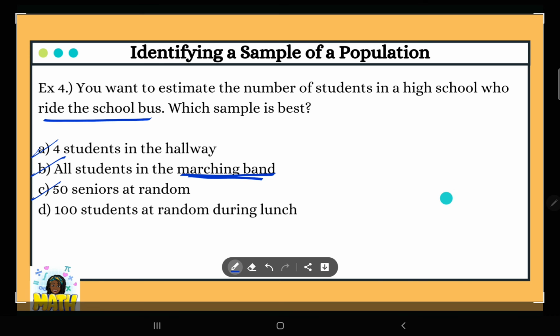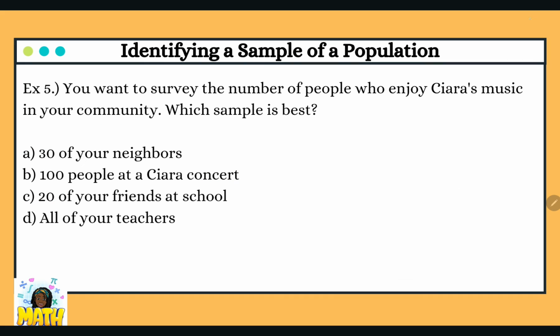100 students at random during lunch. If everyone is at lunch at the same time, then choosing 100 students at random would give you a mix of all 4 grades to see who's riding the school bus. So choice D would be the best option.